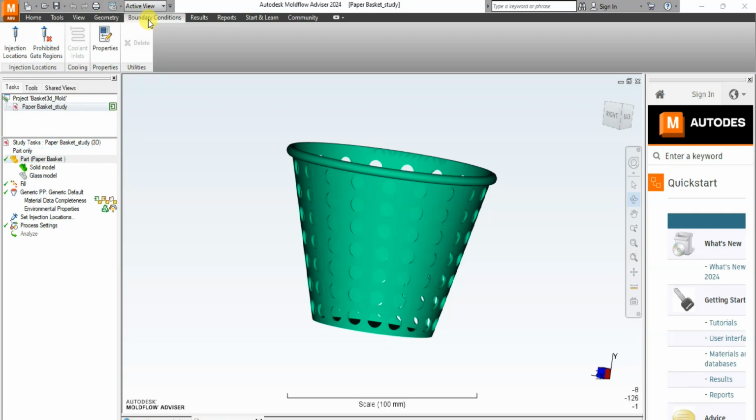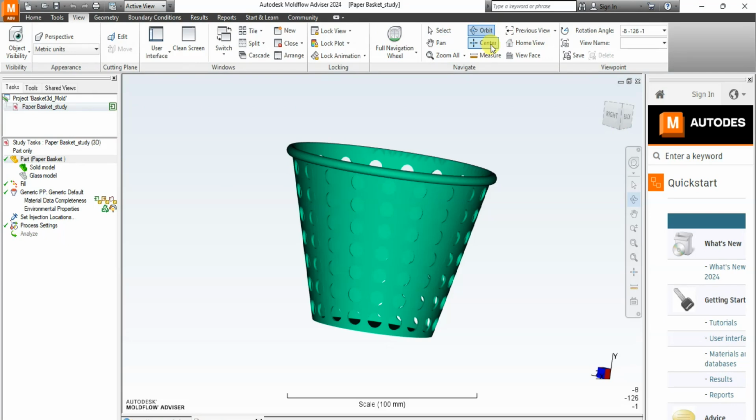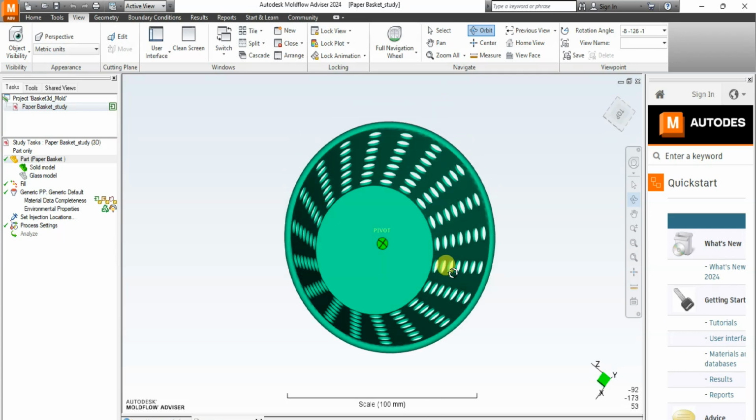So what I'm going to do right now is put the view and then come to the orbit, so that we can position this very well for placement of the injection location. So we click on this. Now, prior to clicking this, you discover that we cannot do any fill analysis or preview here because we've not yet set the injection location. In order to do the fill, we have to set the injection locations.